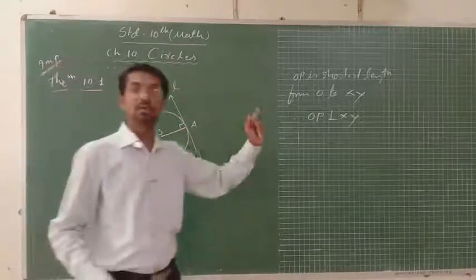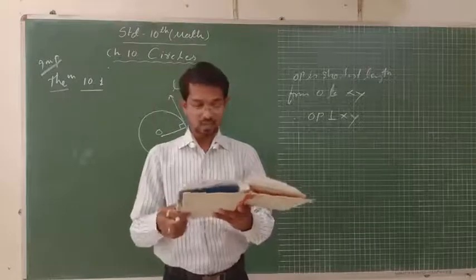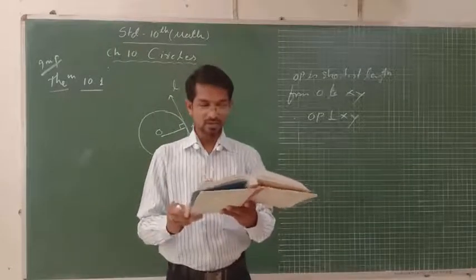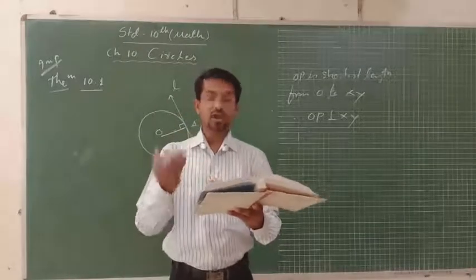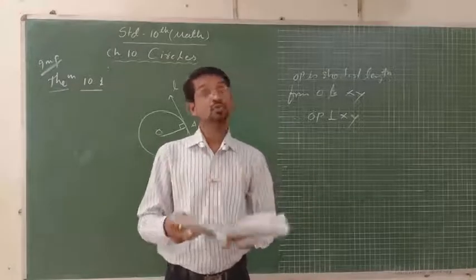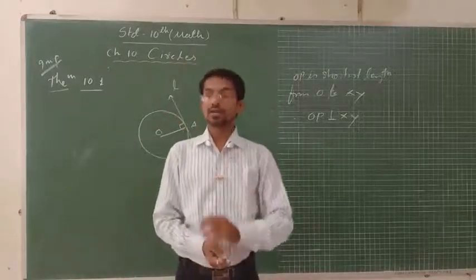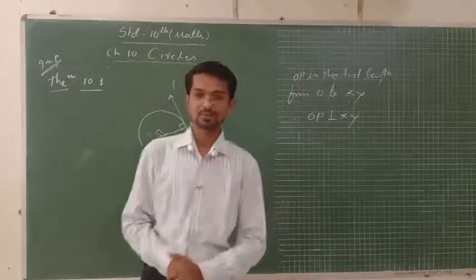Just go through this theorem again and try to solve the exercise 10.1, because it is very easy. Only a few things are given here. Fill in the blanks, and you have to draw the two circles, and then all things are there. So tomorrow we'll see another part, a very important concept of circle. But today we stop here.